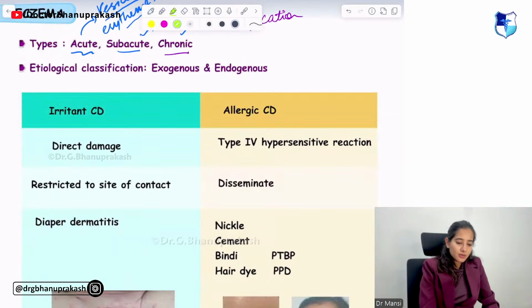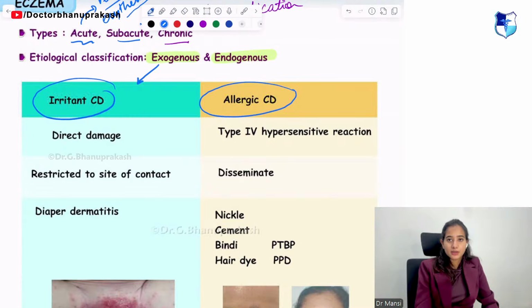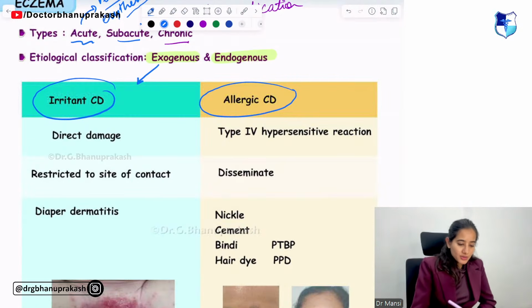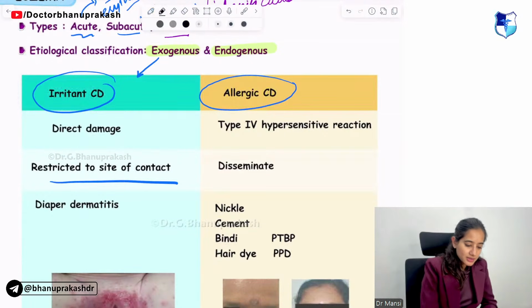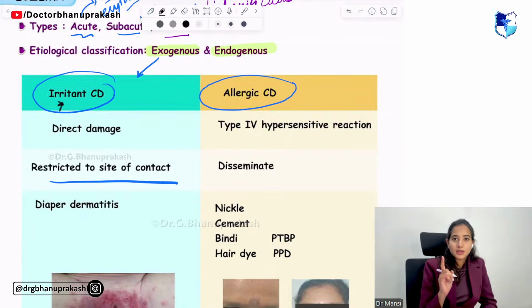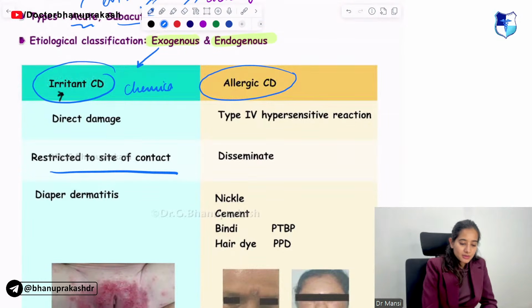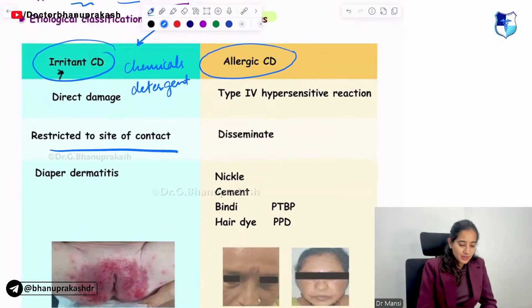On the basis of etiological classification, you can have exogenous and endogenous types of eczema. Let us study first the exogenous variant, where you can have irritant contact dermatitis and allergic contact dermatitis. Some exogenous source is coming. The irritant is restricted to the site of contact. It can be any chemicals, right? Any detergents, acids, bases. This causes direct damage to the skin, which causes your irritant dermatitis.